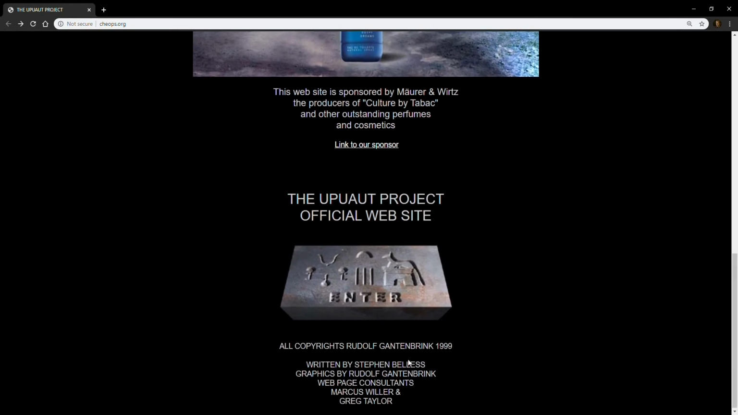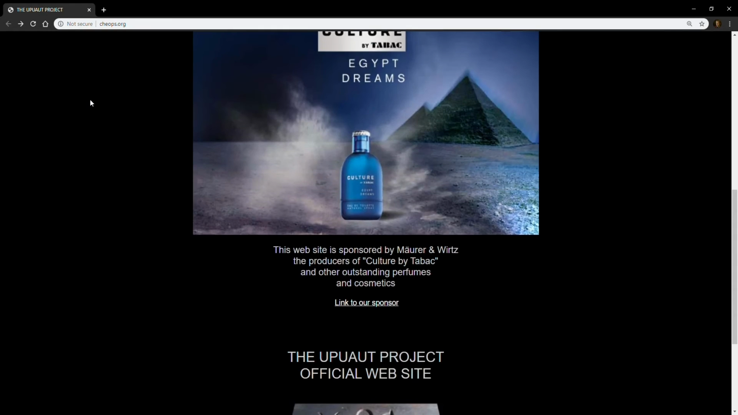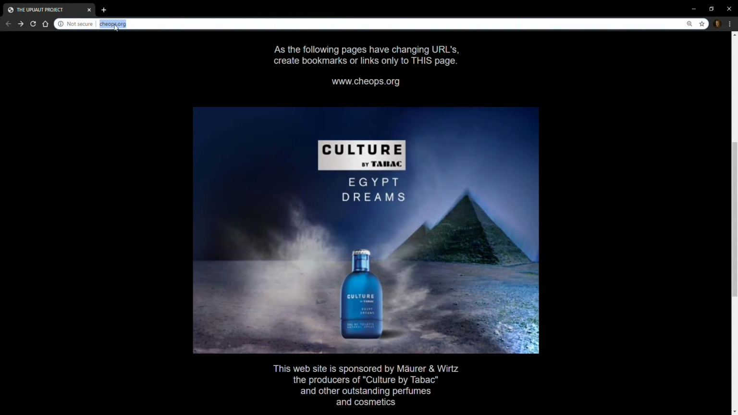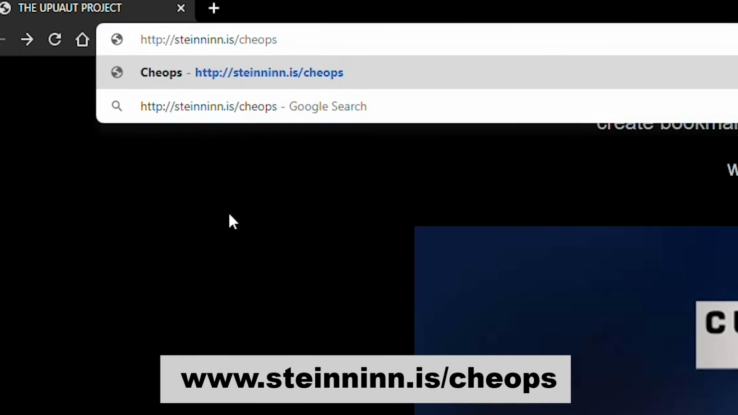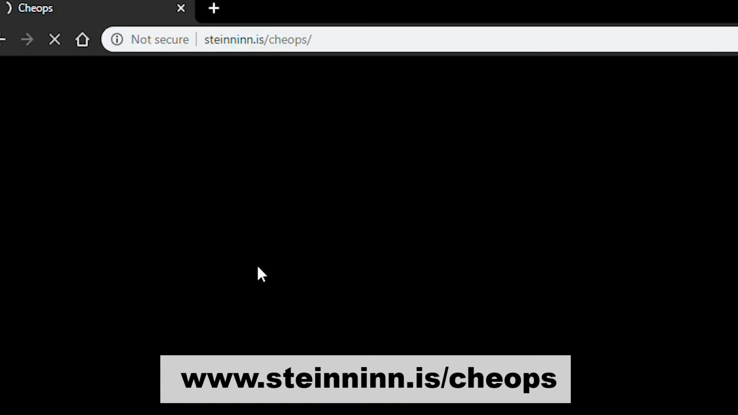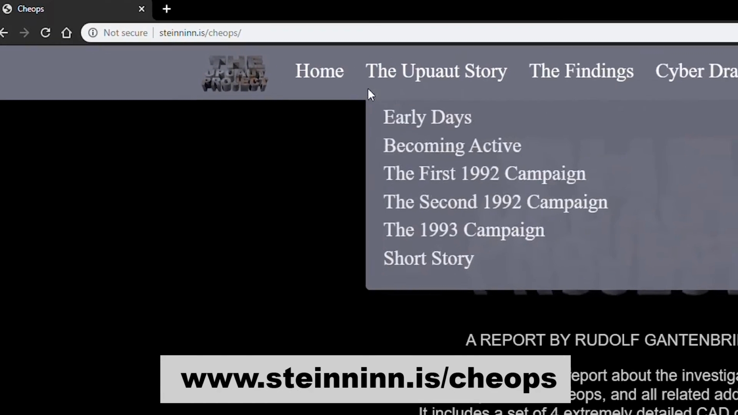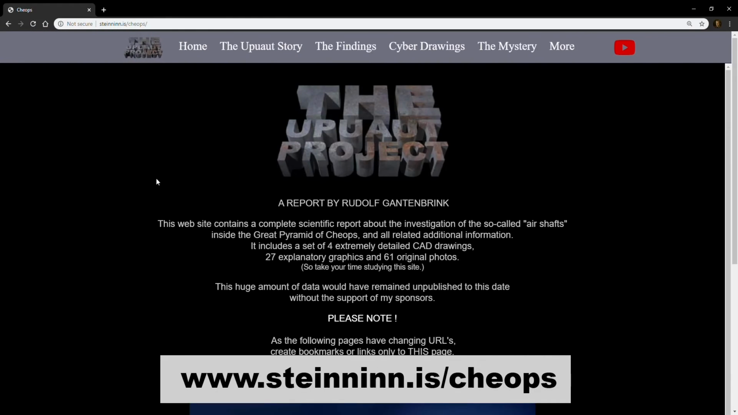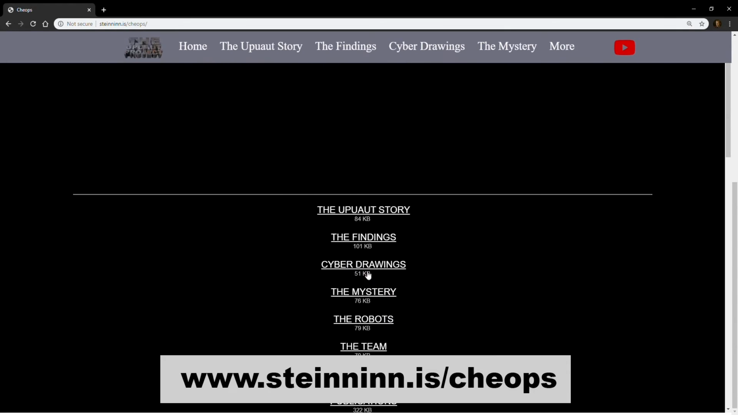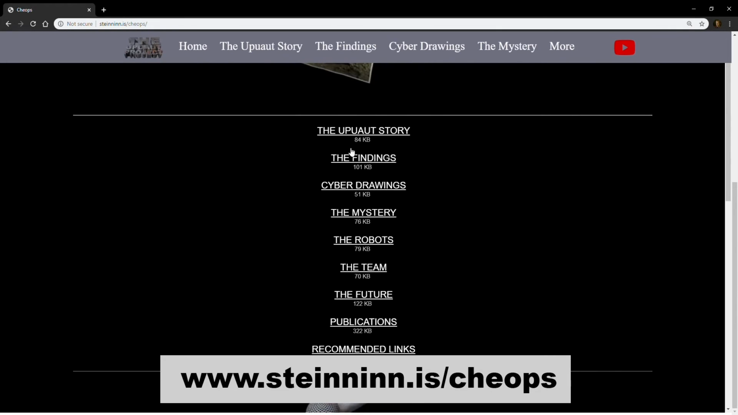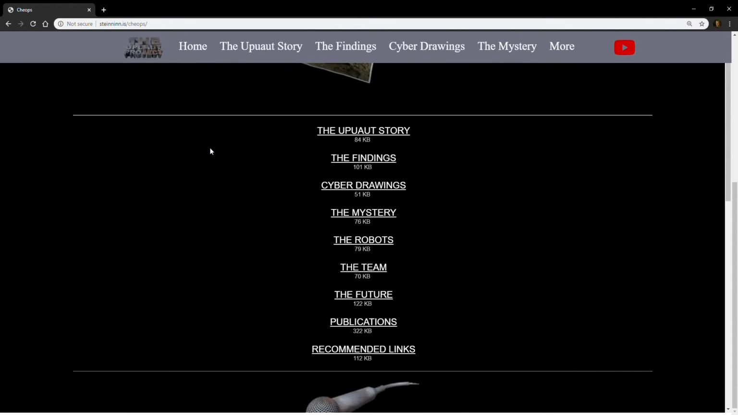Here I have to enter it, which is a little bit funny, but I have created another way. If you follow this link here, statenin.is/Cheops, I have created a menu bar on top, which makes it a little bit easier to navigate. You can still navigate inside it. For example, I can enter here, and then here are the menus. Same menus are here on top.